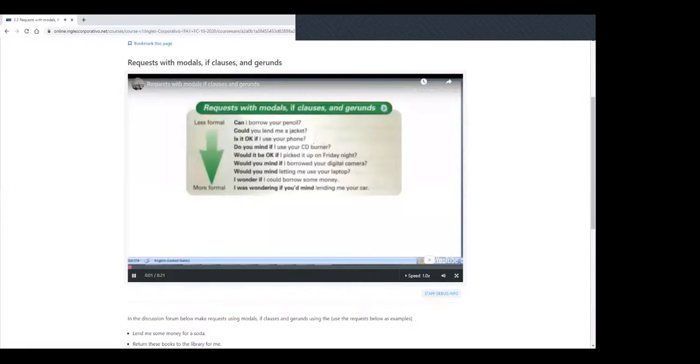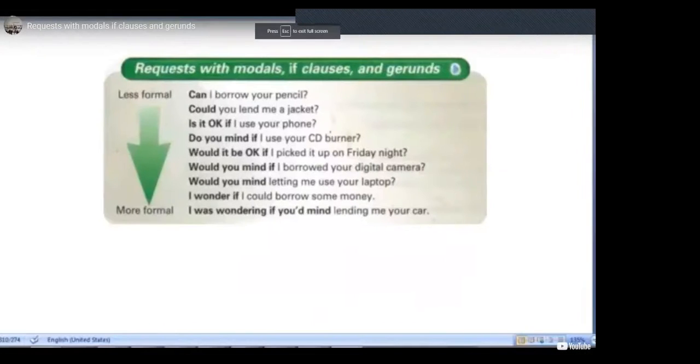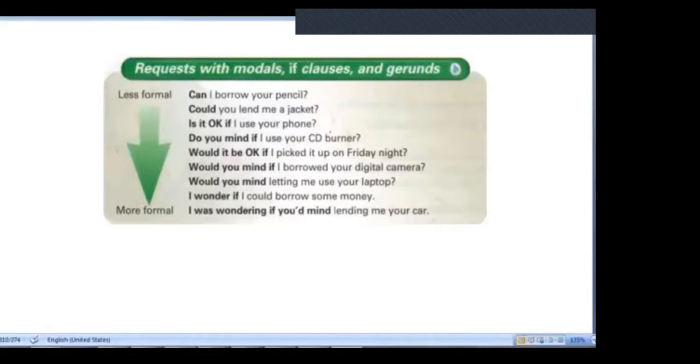Hi, everyone. By the end of this class, you'll learn how to ask for favors using modals, if clauses, and gerunds. The main goal is to learn how to make requests in different forms. We all make requests to our friends, family members, as well as our manager at work. The way that we make a request tends to change depending on who we're addressing, and the level of confidence that you have with the person. For example, if you're asking a very close friend to lend you $5, usually you'll say, "Can I borrow $5? I'll pay you back tomorrow."